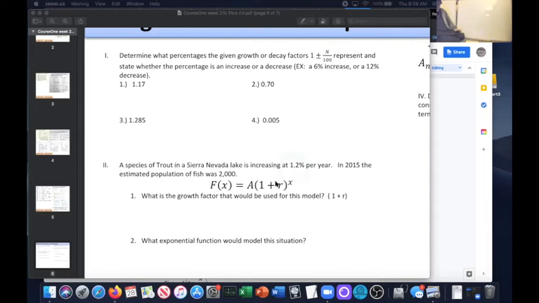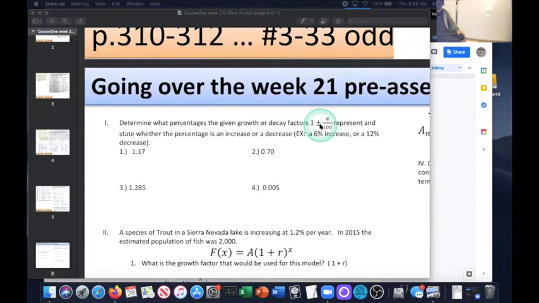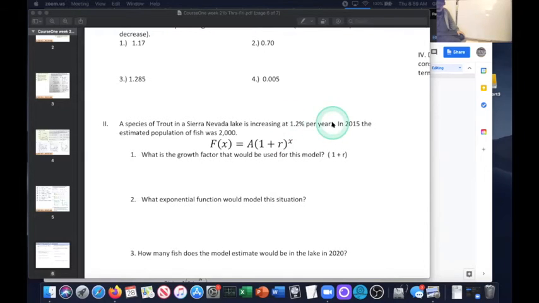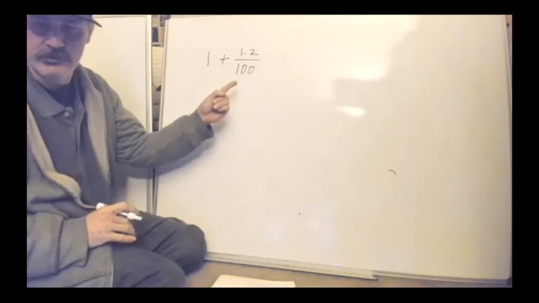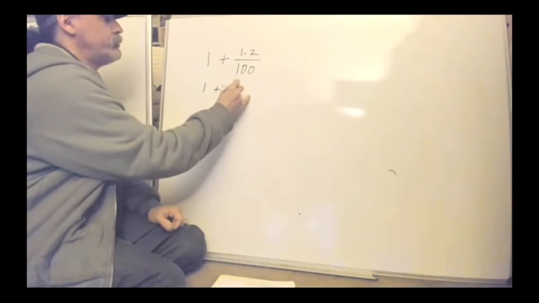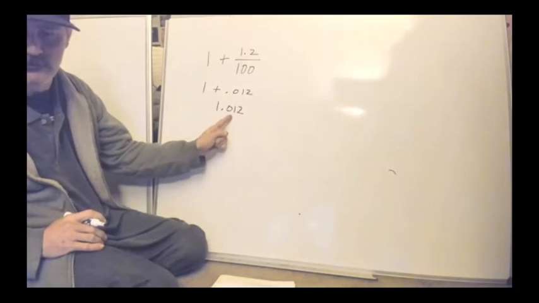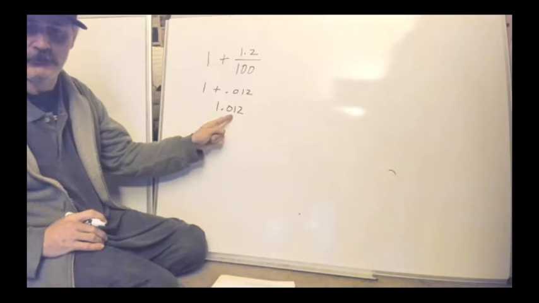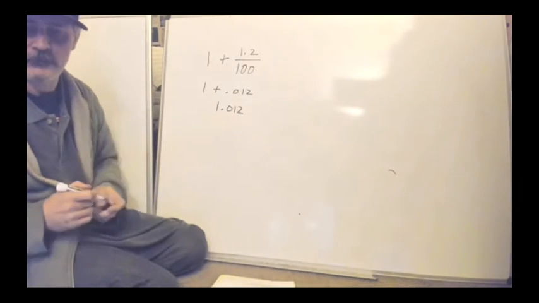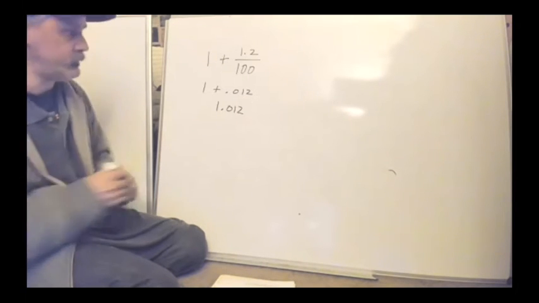And so when it's asking what's the growth factor, it's asking for what this is in parentheses. What is it that we're going to have the exponent to? It's asking for this. All right. So 1 plus 1.2 over 100. This expressed as a decimal would be plus 0.012. So our growth factor is this. Every time we multiply this growth factor, it's going to increase the number by 1.2%. All right, so that's the answer for number 1.